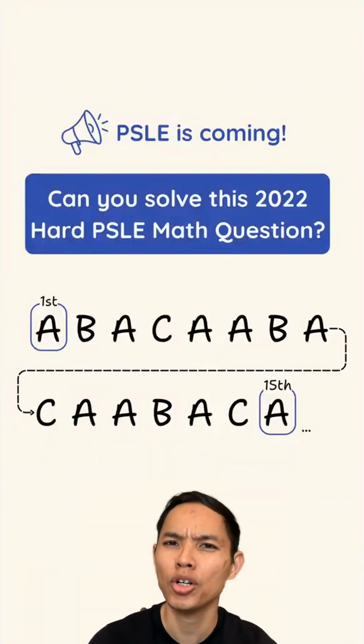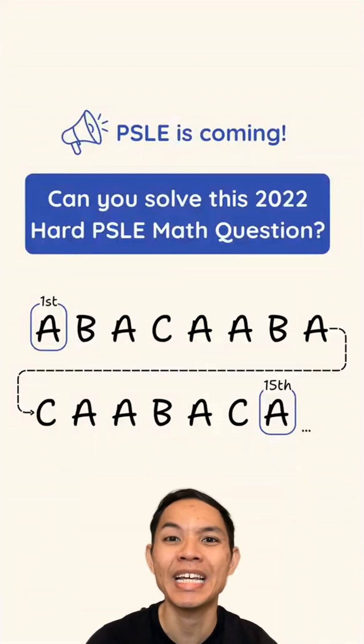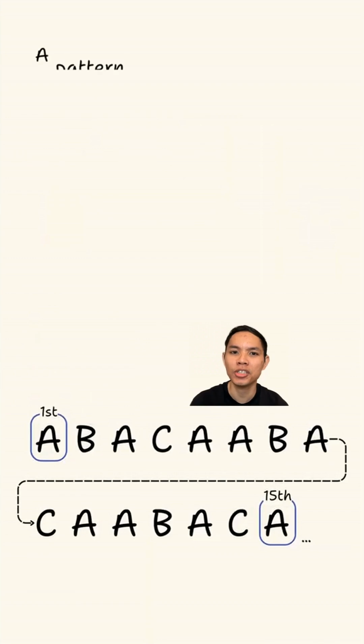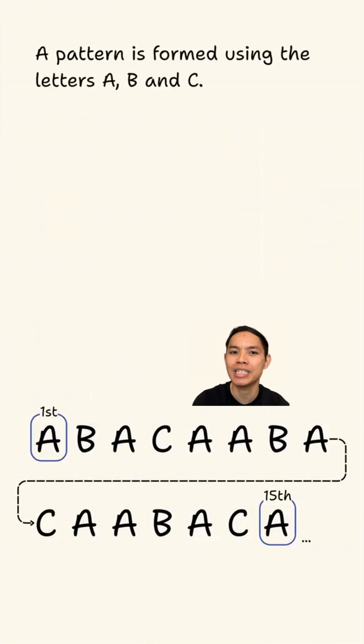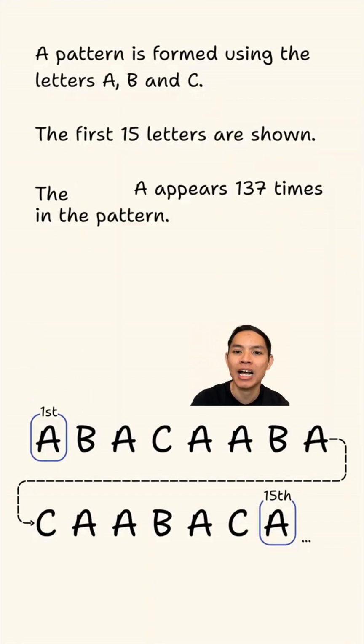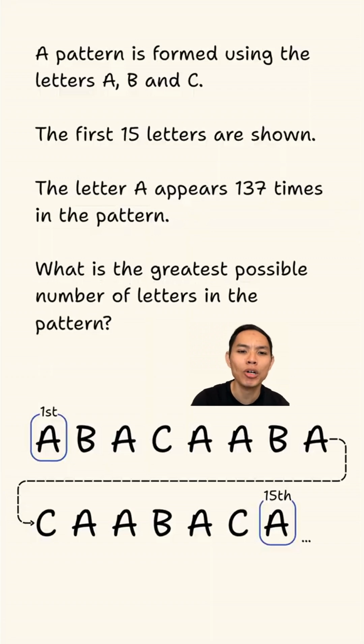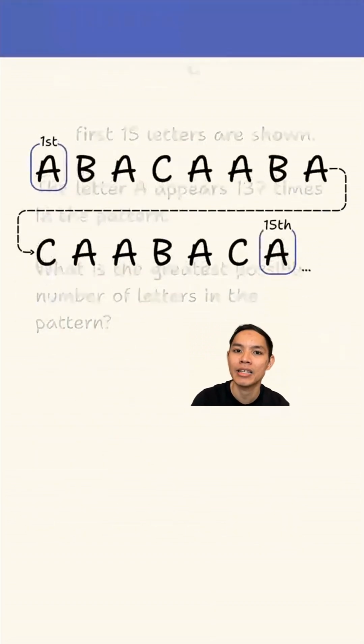PSLE is coming. Can you solve this hard 2022 PSLE math question? The question goes: a pattern is formed using the letters A, B, and C. The first 15 letters are shown. The letter A appears 137 times in the pattern. What is the greatest possible number of letters in the pattern?